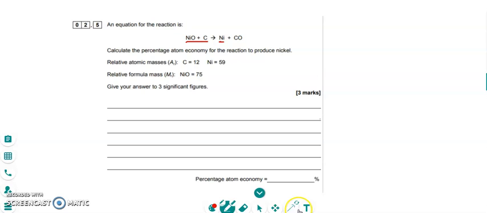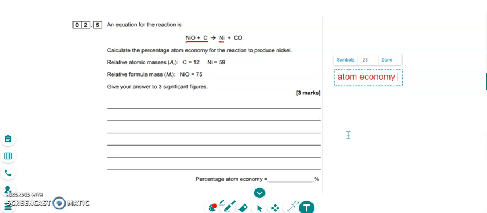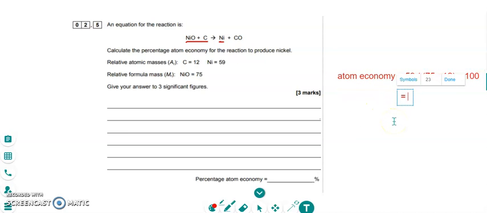So that would be atom economy equals the mass of the desired product, which is nickel, so that would be 59, divided by the mass of the reactants added together, which would be 75 for nickel oxide and 12 for carbon, all multiplied by 100. This is equal to roughly 68%. So that's how you'd write it for that question.